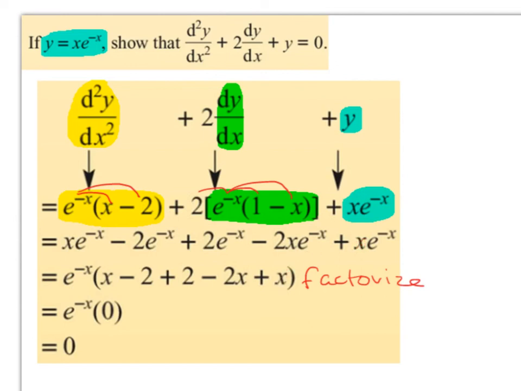Then we simplify. So x, -2x and x will all cancel. So that's 2x take away 2x, which will cancel. And -2 plus 2 will cancel. So we're left with e^(-x) multiplied by 0. And anything multiplied by 0 is 0. So we end up with 0, which is what we were asked to do.